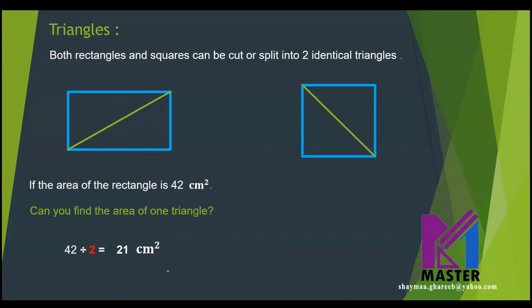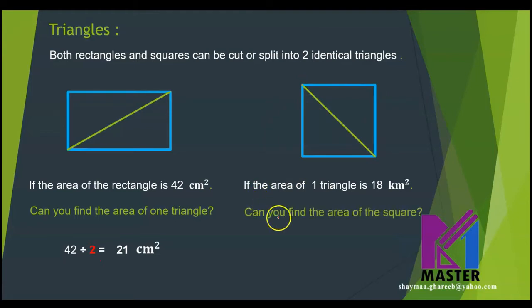In this example, it's a square, and the area of one triangle is 18 kilometers squared. Here, I know the area of the triangle, not the square. So what do you think? Can we find the area of the square? The area of the square will be double the area of this triangle. Is this point clear? So 18 times 2 equals 36. And what about the unit? Kilometers squared. Is this clear?